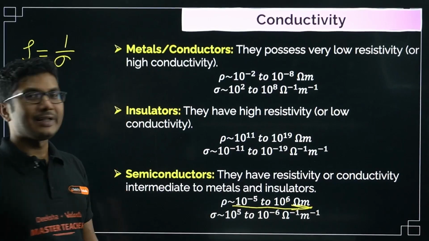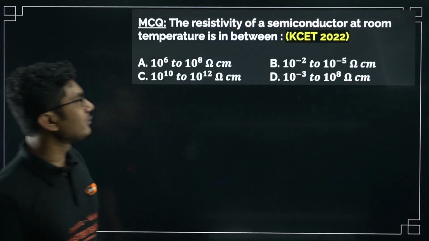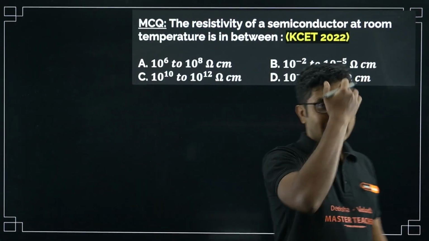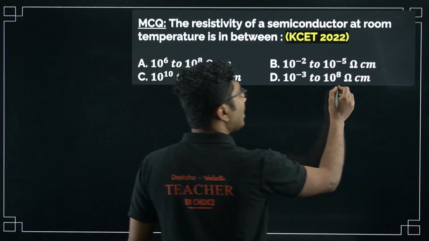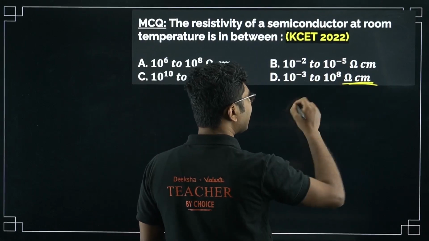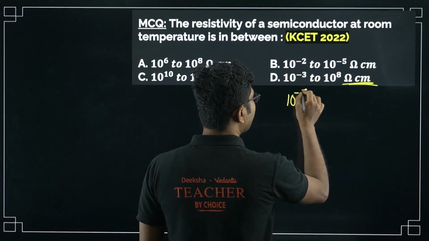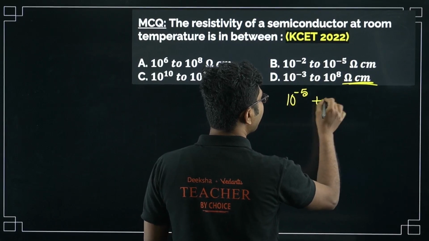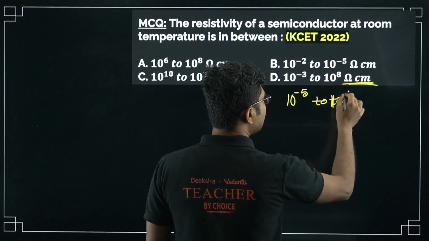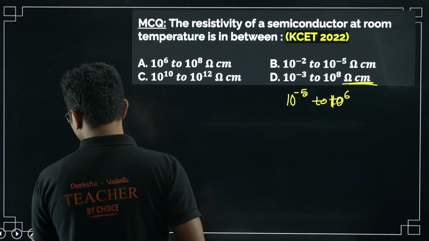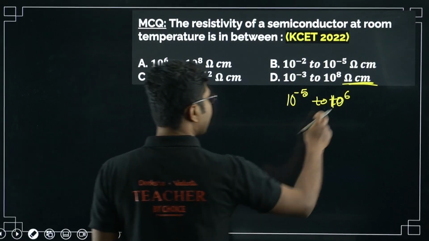Okay, so this is very interesting because they have changed the unit. So you might feel that, okay sir, none of the answers are matching, but yes, it is matching, because ohm centimeter, when you are converting into ohm meter, it will become 10 to the power of minus 5 to 10 to the power of 6. Okay, so you have to divide it by 100 to convert it into SI unit.